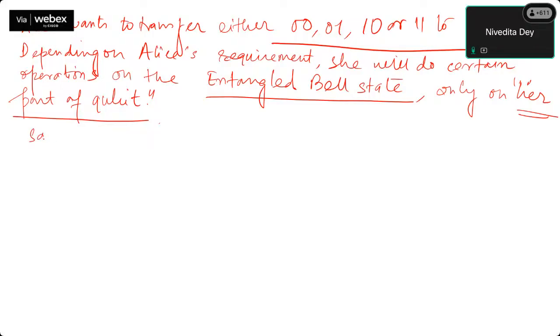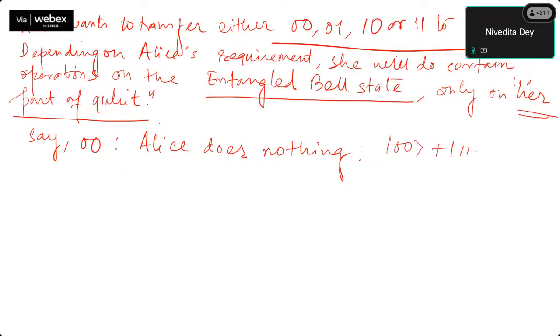Now say Alice wants to send 00. Then Alice will do nothing. Again, this is a dictionary rule. That means 00 plus 01 is something that is received by Bob. Now, how Bob will interpret this, that is a separate story. But right now, if Alice wants to send 00 to Bob, then Alice will not do any quantum operation on the entangled Bell state on her part of the qubit.